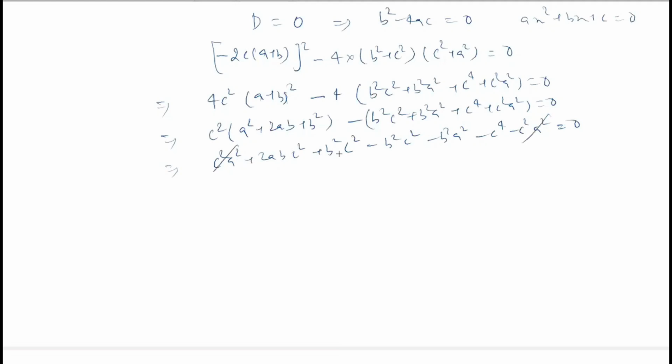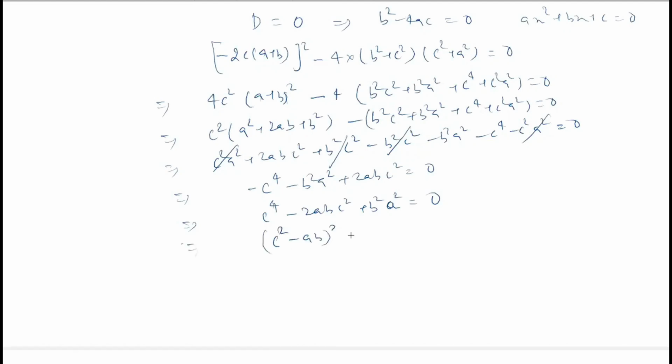So whatever is getting subtracted, remove it. What we are left with is C to the power 4, minus C to the power 4, let's write it that way, minus B squared A squared, and then plus 2ABC squared equals 0. But this is actually (C squared minus AB) whole squared equals 0. So C squared is actually equal to AB. If that happens, then you can say ABC are in GP.